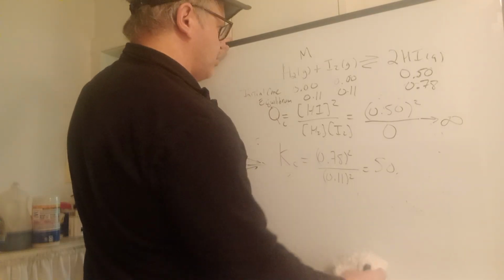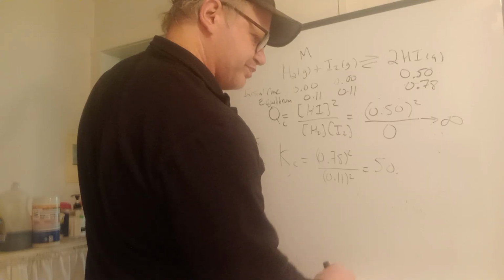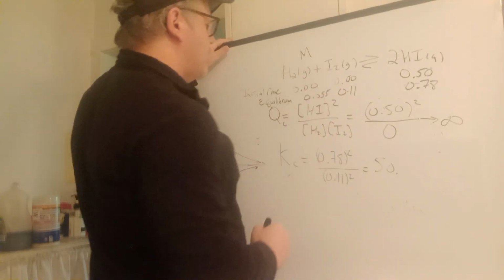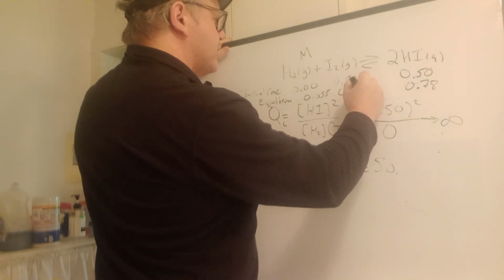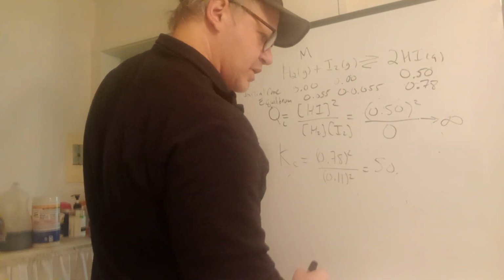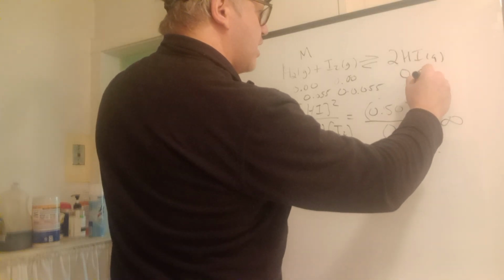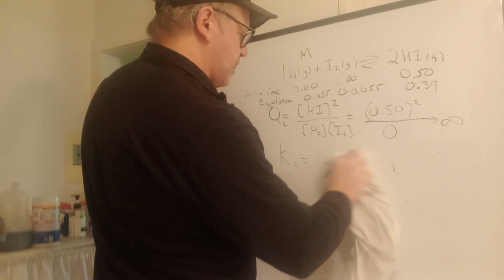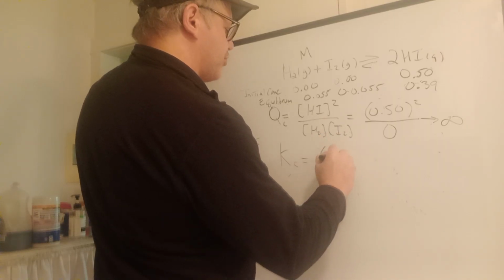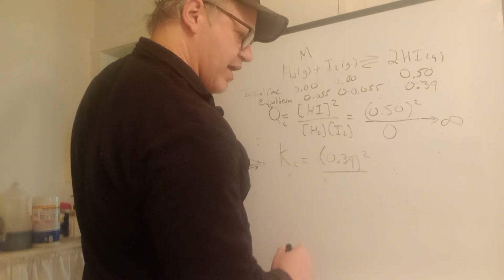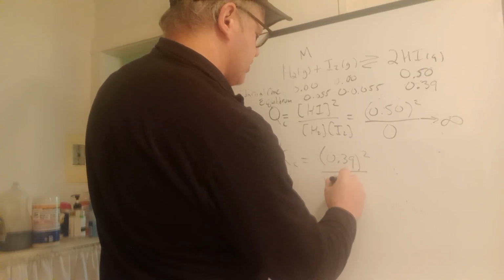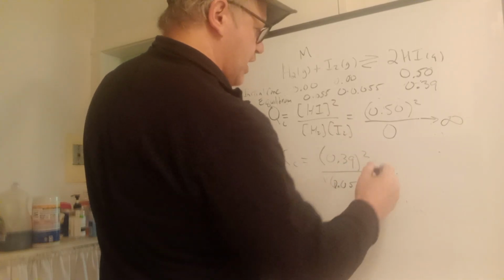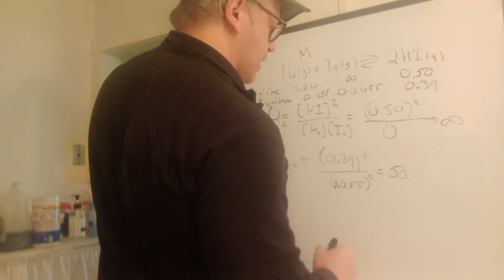In that case, and we'll do the math for this later, at equilibrium we end up with something different: 0.055 for the H2, 0.055 for the I2, and 0.39 for the HI in terms of molarity. So we have HI squared, 0.39 molar squared, over 0.055 molar squared, because they're both 0.055 and there's two of them, and that ends up being 50 to 2 sig figs. So it ends up being the same value.